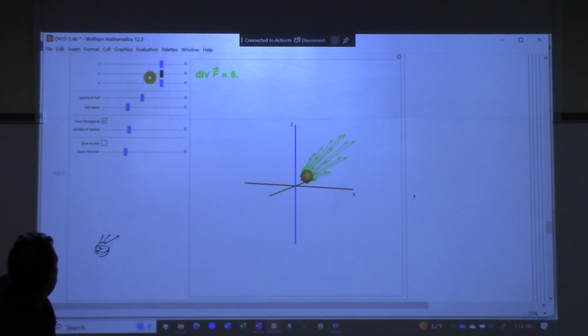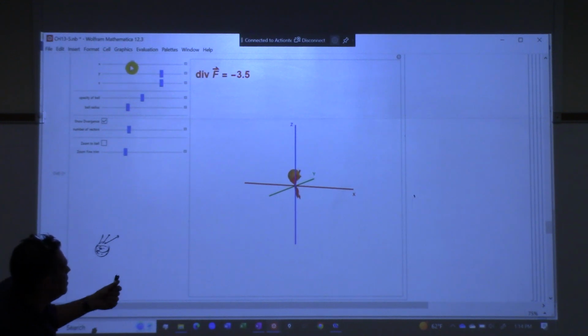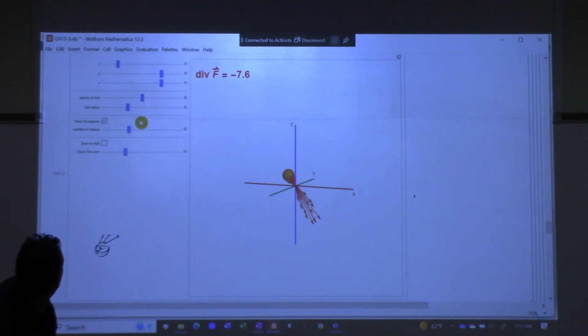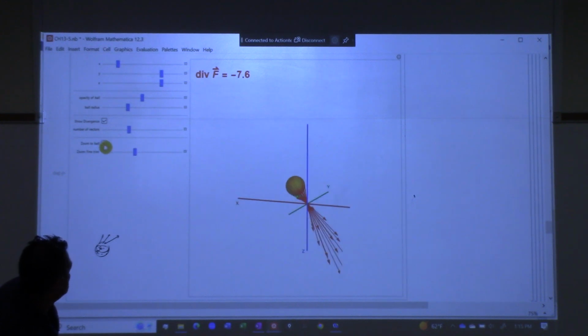Now, if I move this point around, my divergence is going to change because we are in a vector field. So the vector field has an impact on the divergence, right? So here we can see we have more going in than we have coming out. Let me see here, hold on. Let me zoom in on the ball.